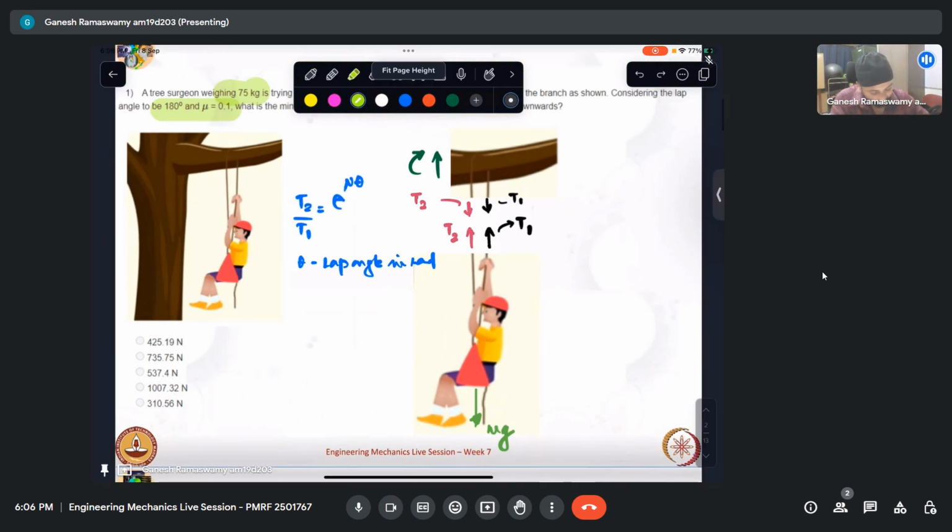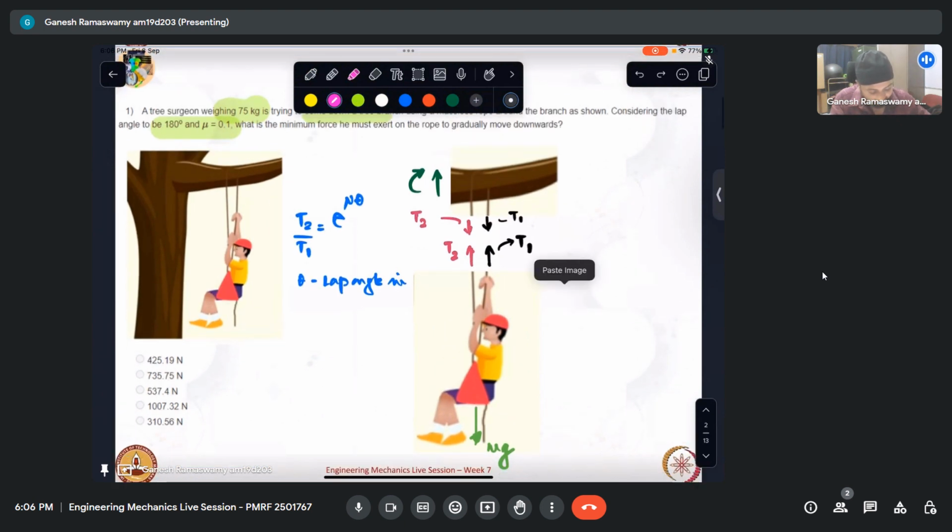Now we know that the man or woman is trying to climb down slowly. So we can apply the equilibrium conditions here. Let me take this to be the x direction, and let me take that to be the y direction.